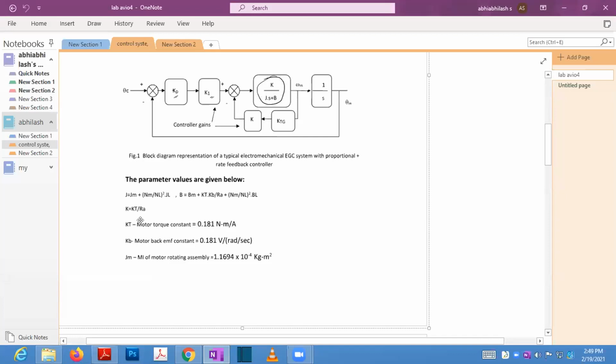This J is equal to Jm plus (Nm by Nl) the whole square into Jl. And this B is equal to Bm plus Kt Kb by Ra plus (Nm by Nl) the whole square into Bl. How are this J and B obtained?